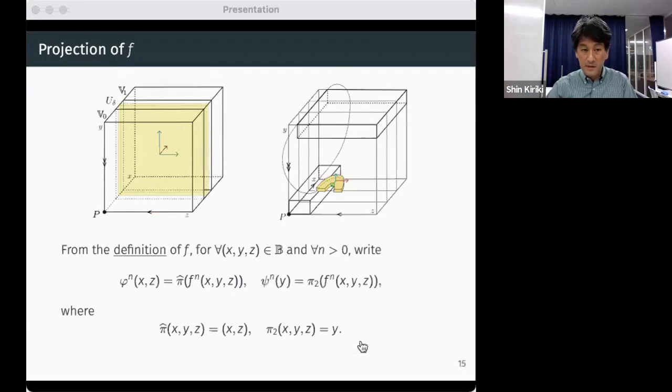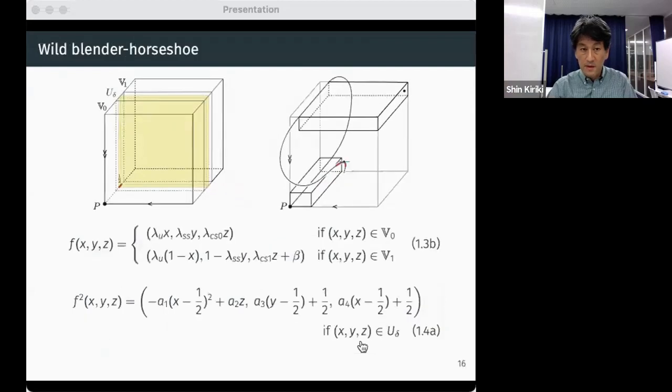Okay, first, from the definition of F, the first and third coordinates of this formula do not depend on Y. On the other hand, the second coordinate only depends on Y. Then the dynamics on the XZ plane and the dynamics on the Y axis are independent of each other.